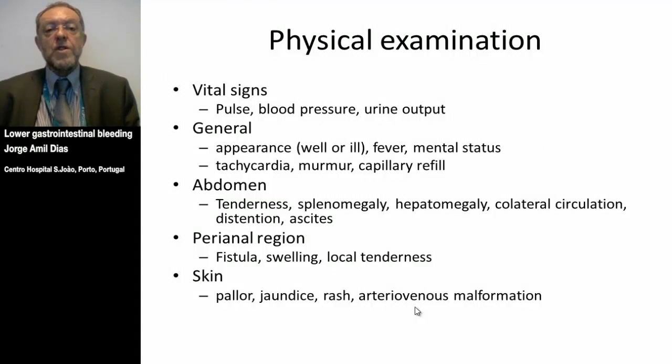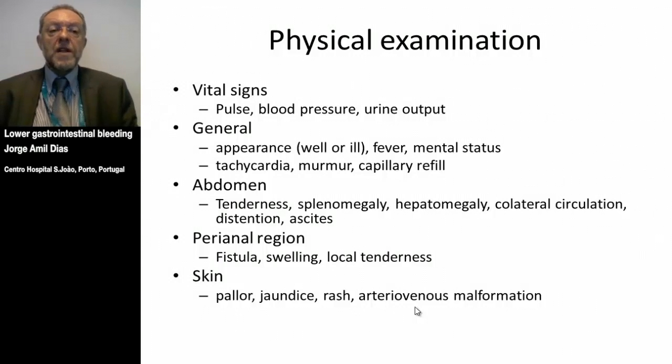On specific examination of the abdomen, we need to check whether there is localized tenderness, whether the patient has splenomegaly, which might again suggest either varices or some hematologic disease. Is there hepatomegaly? Are there signs of collateral circulation in the abdomen, distension, ascites? All of these are signs that point to portal hypertension and possible cause of bleeding from varices.